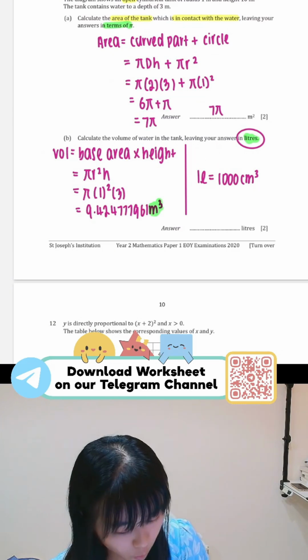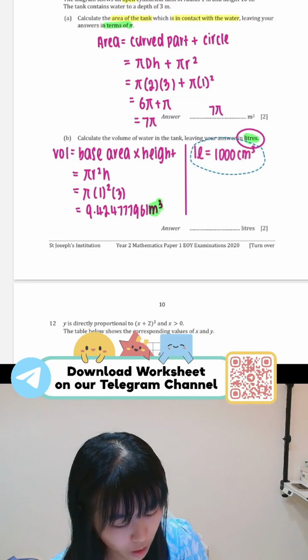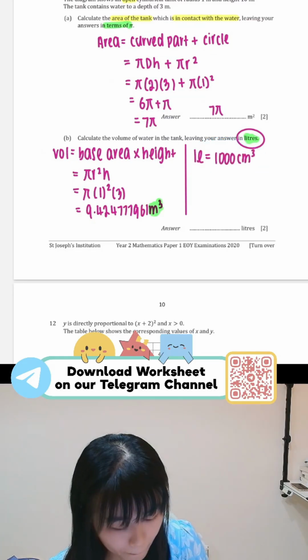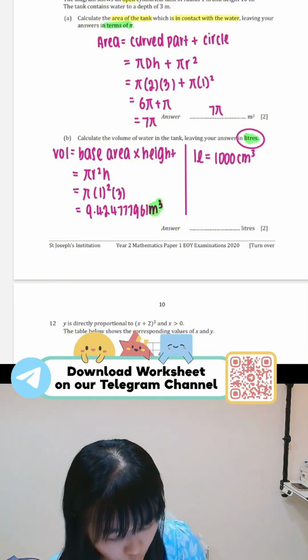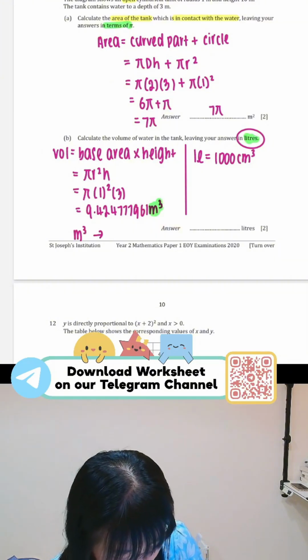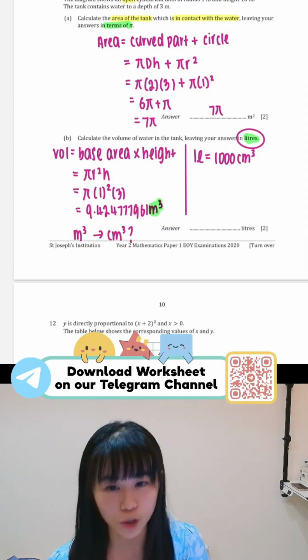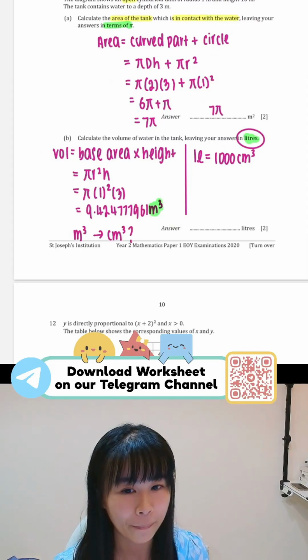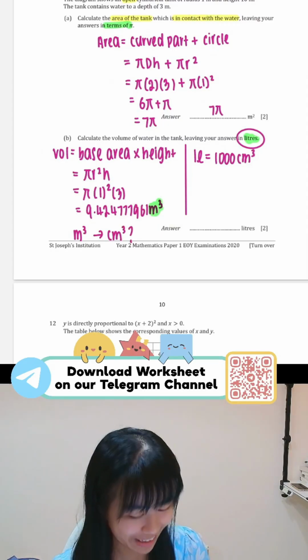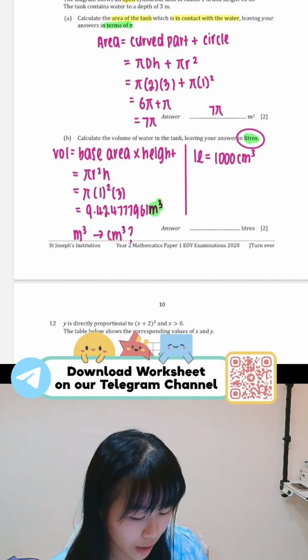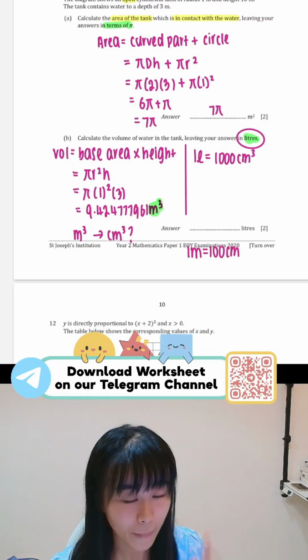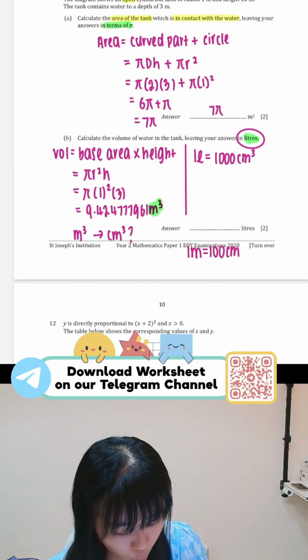You must use this one. 1 liter is equal to 1000 cm cube. Which also means you need to change your meter cube to cm cube first. But the question is, how to change meter cube to cm cube? Tell me how to change meter cube to cm cube first. Times 100. So that's where the misconception comes about, because you all think 1 meter is 100 cm, then you think times 100. But that is if it's meter and cm. But this is cube already.